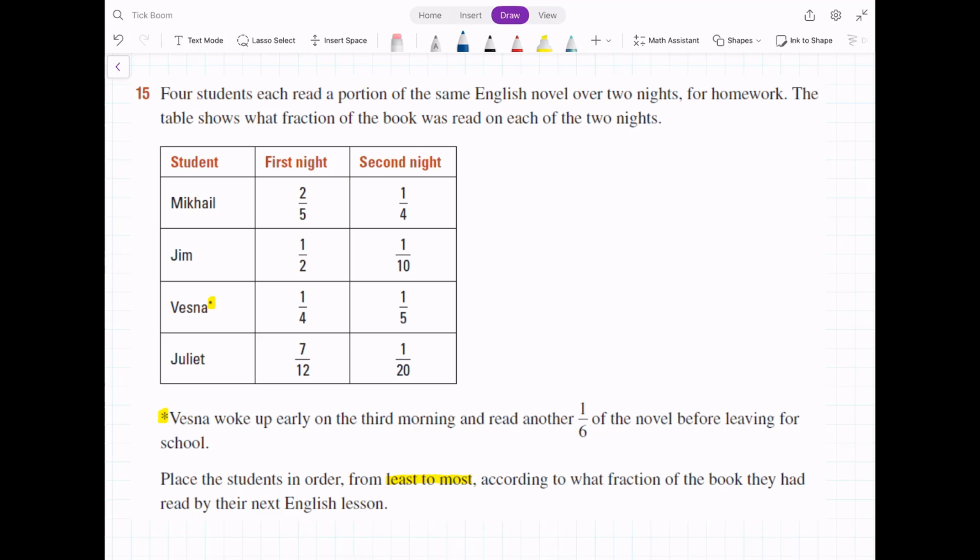So in order to find a denominator that can be common to all of these fractions, we need to find the lowest common multiple, or LCM for short, of all of the denominators. So here are the different denominators that we're dealing with: 5, 4, 2, 10, another 4, another 5, a 12, and a 20. So we need to find the LCM of those denominators.